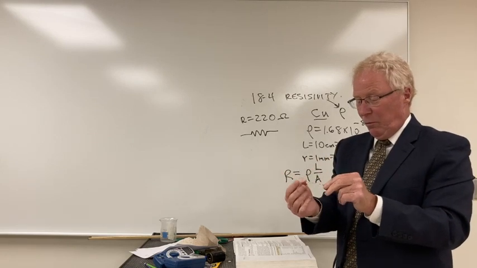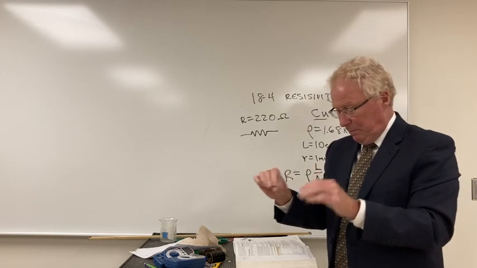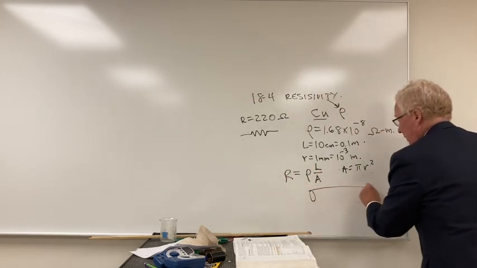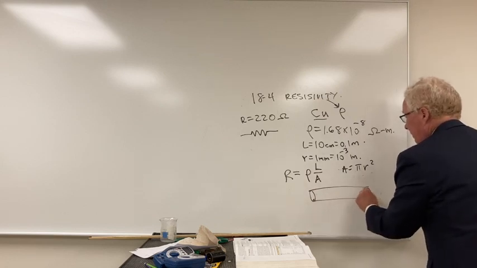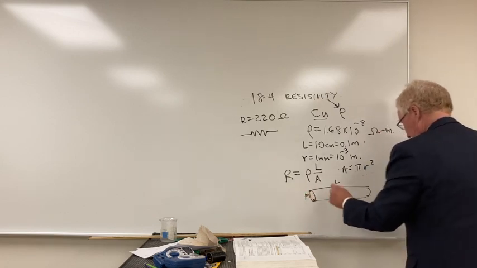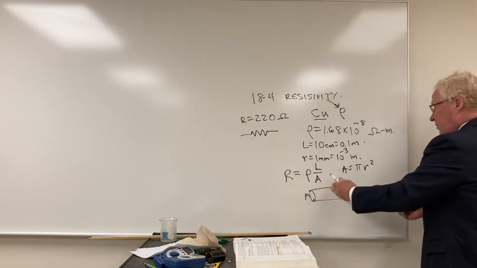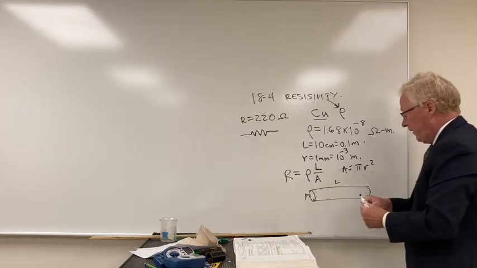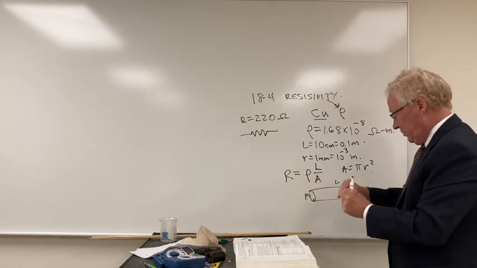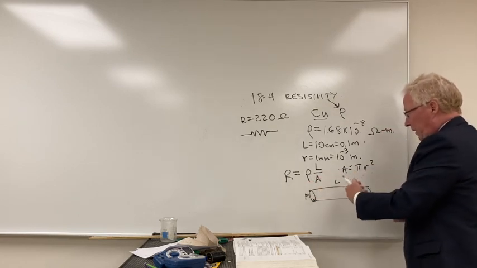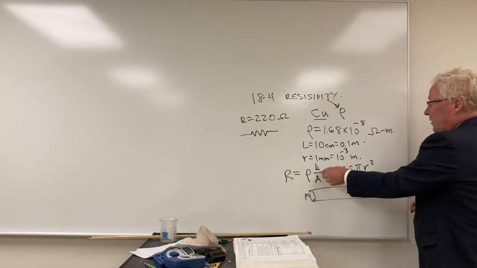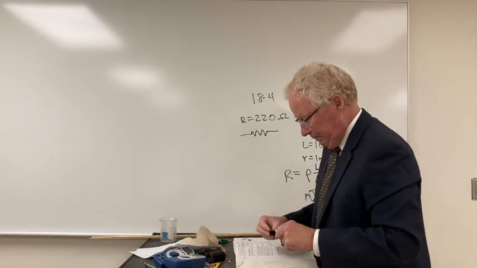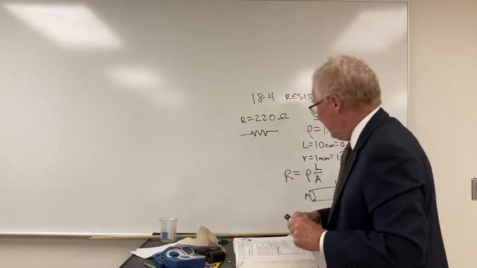Now look, the length of a wire, we do an analogy a lot of times with pipes. If I have a pipe of a certain length and area, the longer it is, the more the electrons have to go through. And if we have a smaller area, there's less room for the electrons to pass through. So this makes sense as far as this is concerned.